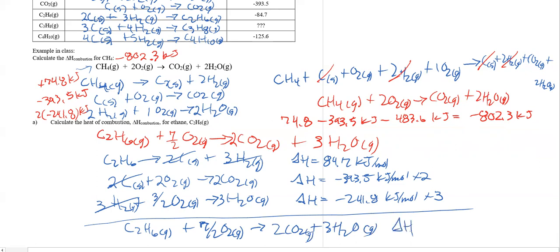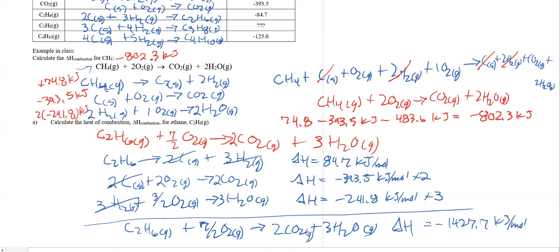And so my delta H should be those corrections I made to all 3 of them. 84.7 minus 393.5 times 2 minus 241.8 times 3. And we get a whopping negative 1,427.7 kilojoules per mole.